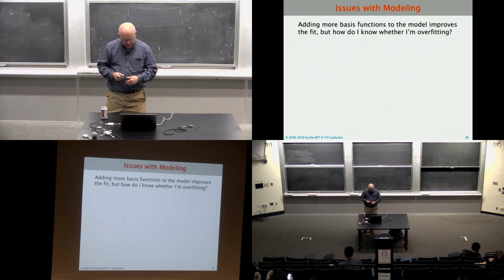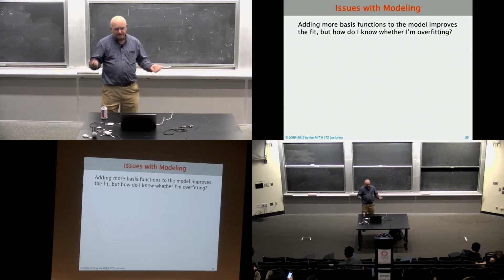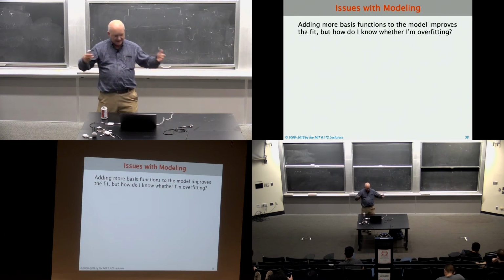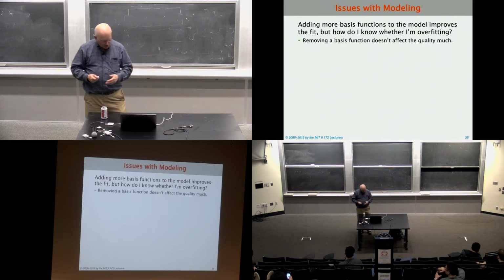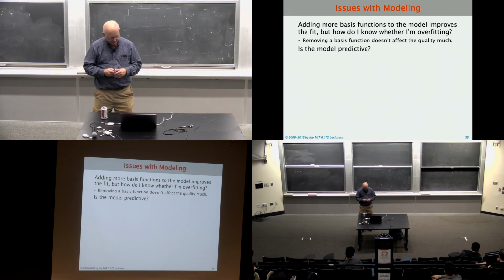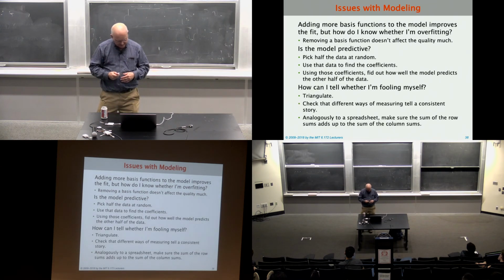There are a bunch of issues with modeling, which is that you can overfit very easily. If you add more basis functions, you will fit the data better. So how do you know if you're overfitting? The answer is if you remove a basis function, it doesn't affect the quality very much. Is the model predictive? I'm just going to let you look at these because they're pretty good and pretty self-explanatory.